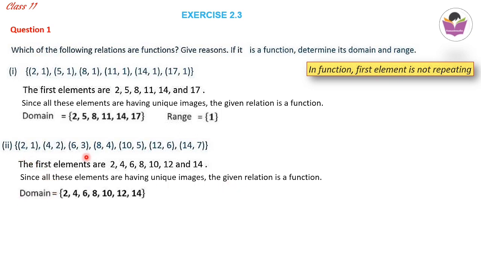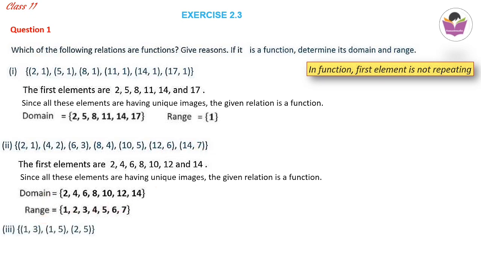Domain means the set of all first elements, that means 2, 4, 6, 8, 10, 12 and 14. The range means the second elements, that means 1, 2, 3, 4, 5, 6 and 7. So we have written the domain and range.